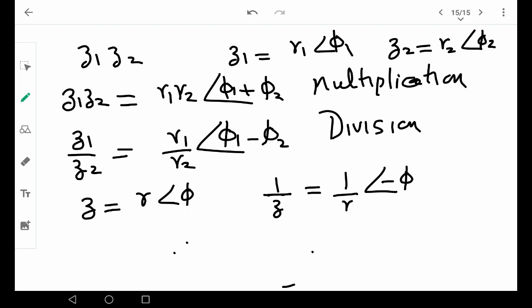And if you want to find out the square root of z, you can write the square root of z equal to square root of r. Then you have to write the angle like this, angle phi divided by 2. Okay.